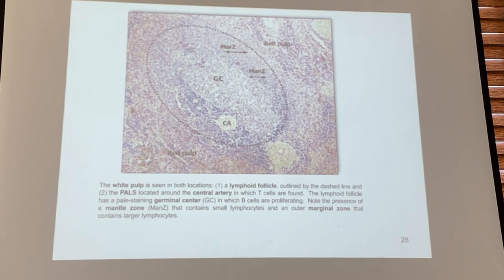One more image. There is a germinal center, which means this lymphatic nodule is of the secondary type, and the central artery, CA, at the periphery. And there are two regions which are called the mantle zone and the marginal zone. The marginal zone contains small lymphocytes.